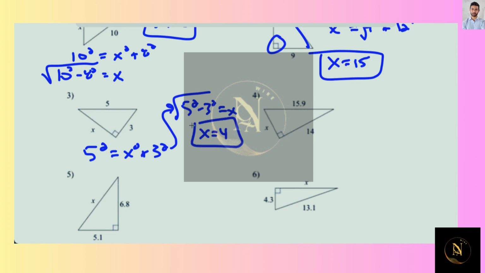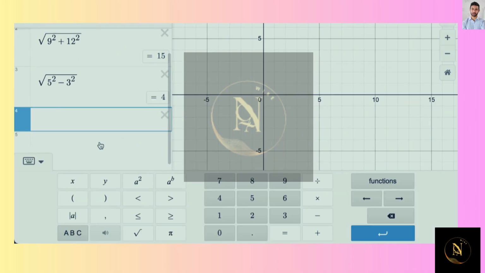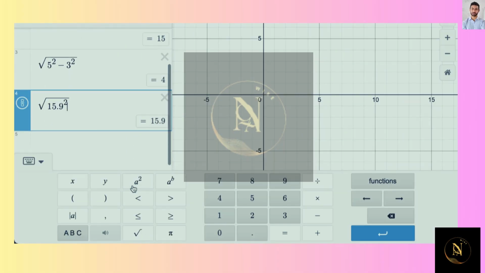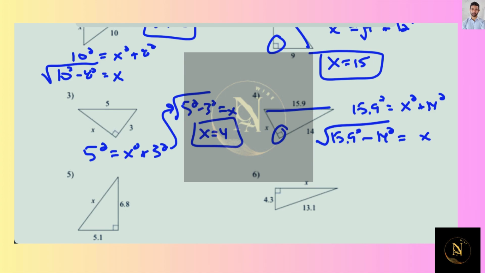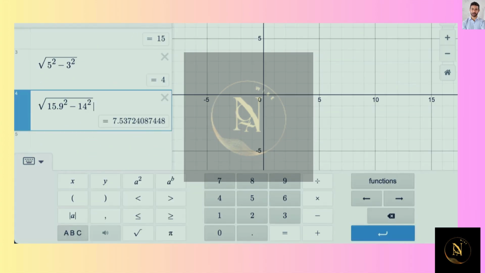And number 4, the hypotenuse is 15.9. So 15.9 squared equals x squared plus 14 squared. So subtract 14 squared from both sides and then square root. The square root of 15.9 squared minus 14 squared is 7. It says round to the nearest tenth. So one decimal place, 7.5.